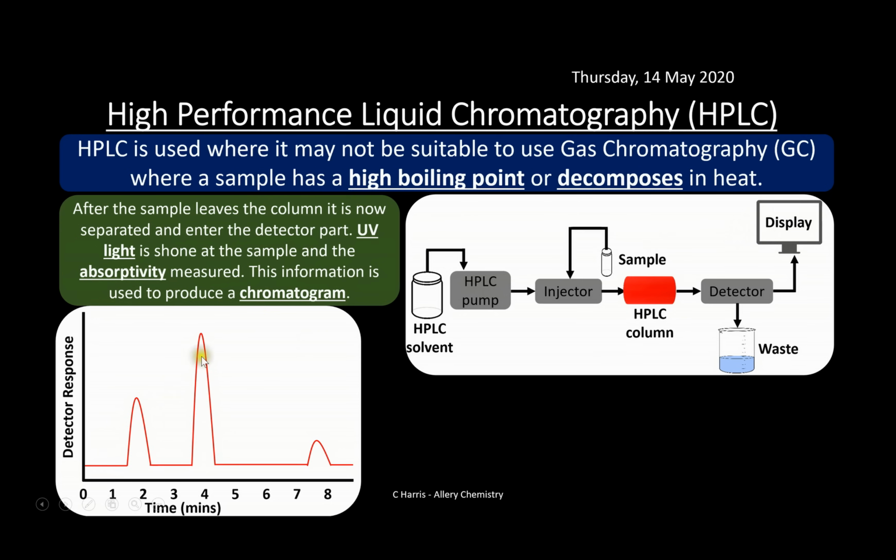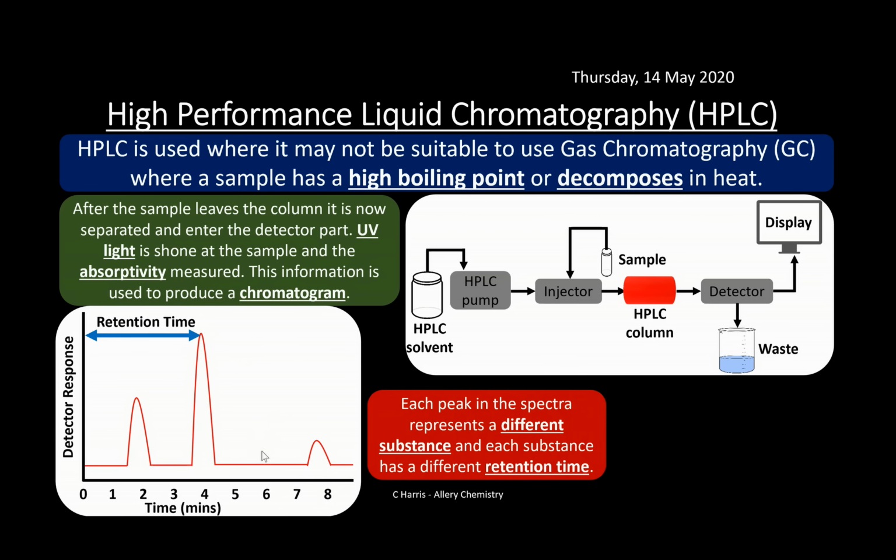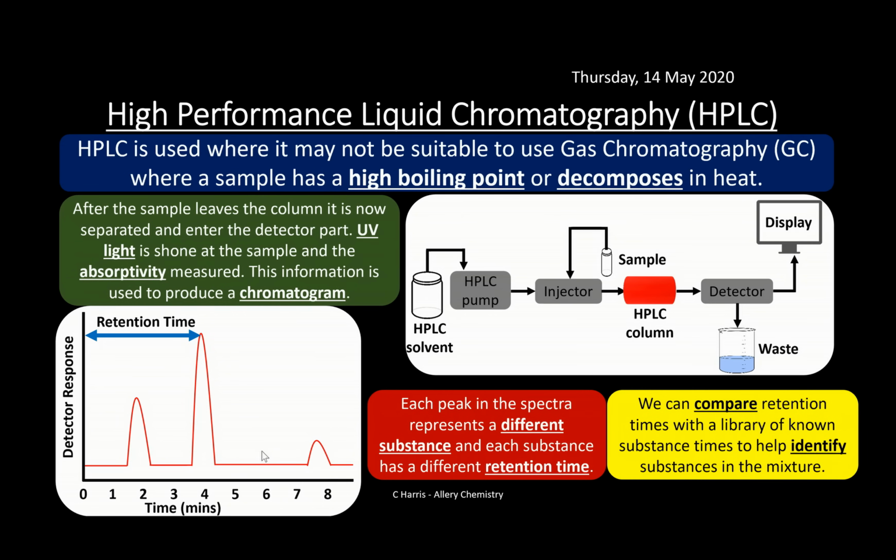Basically these peaks here show the level of absorptivity, which is then relayed into this chromatogram. Each peak again represents a different substance. Each one has a different retention time, so it's exactly the same as your GC spectrum. And obviously we can then take that information and compare it with a known library of resources, and that will help us to identify the substances in our mixture.